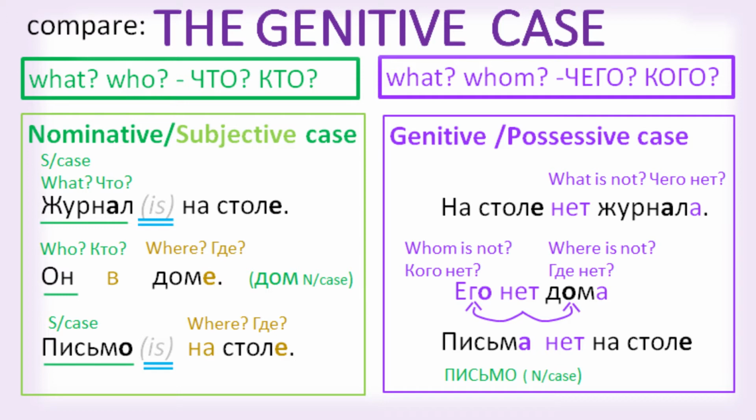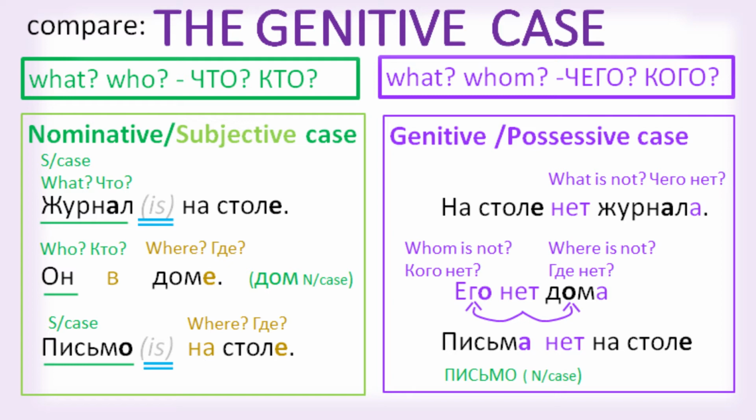He is in the house. Он в доме. Who is in the house? Он. Он is the subject of the sentence. Where is he? В доме. В доме is in the prepositional location case. He is not at home. Его нет дома. Кого нет? Whom is not? Его. Его is the genitive case of он. Where not? Где нет? Дома. Дома is the genitive case of дом. Note that all words next to the negative нет take the genitive case.